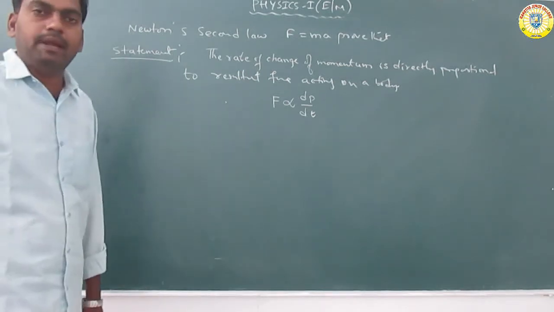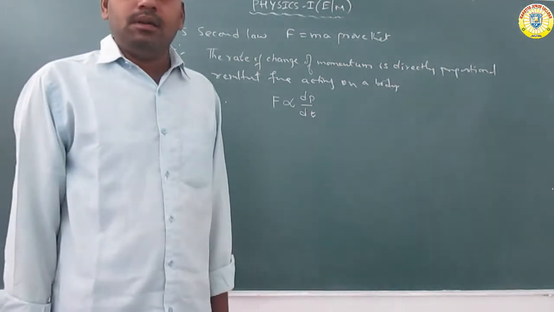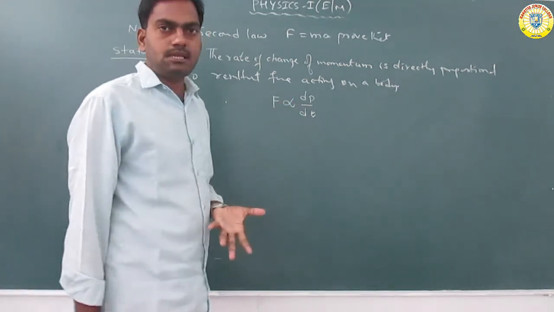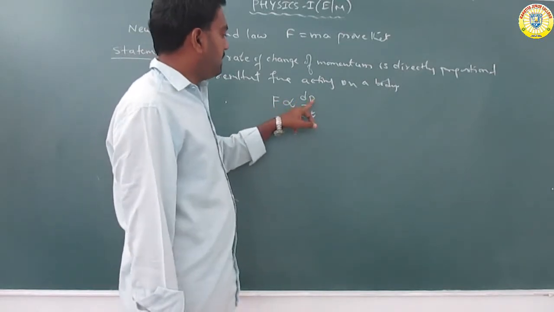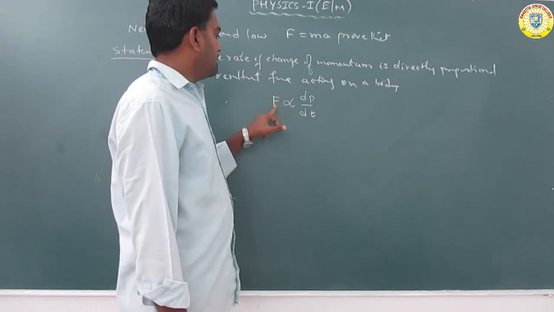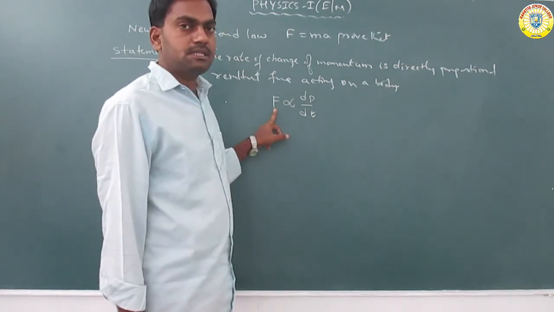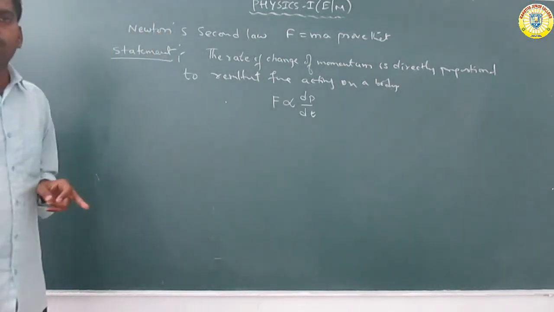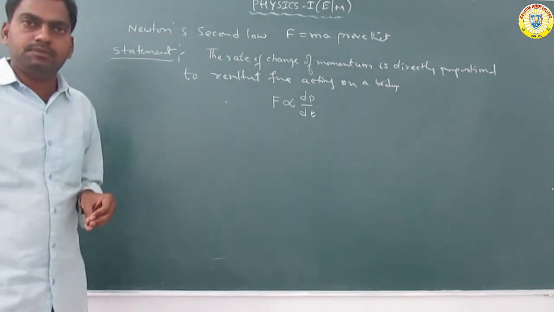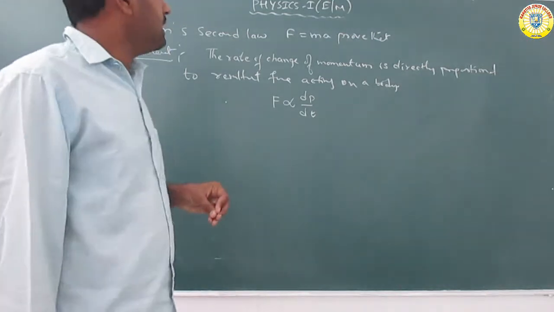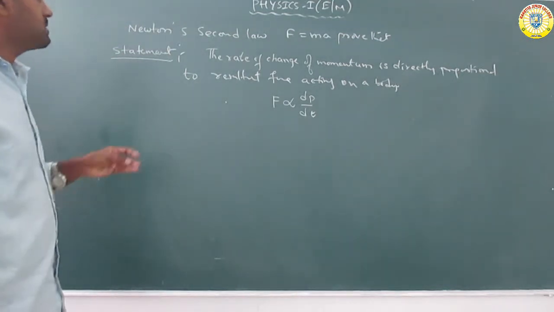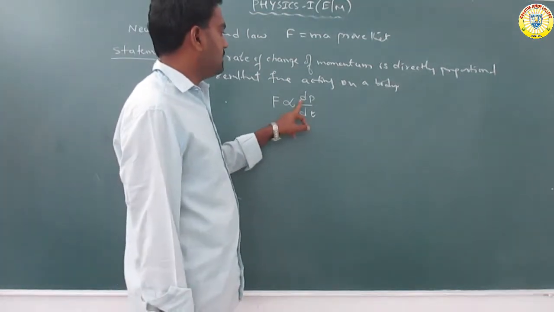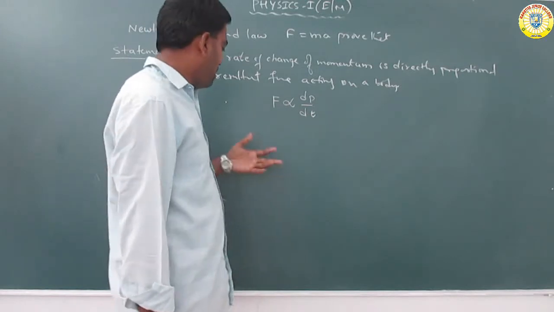So the rate of change of the momentum, where rate means with respect to time, is directly proportional to the net or resultant force acting on the body. This is called Newton's second law. According to the definition, the rate of change of the momentum is directly proportional to the resultant force acting on a body. So F is directly proportional to dp by dt. Now we can prove that.